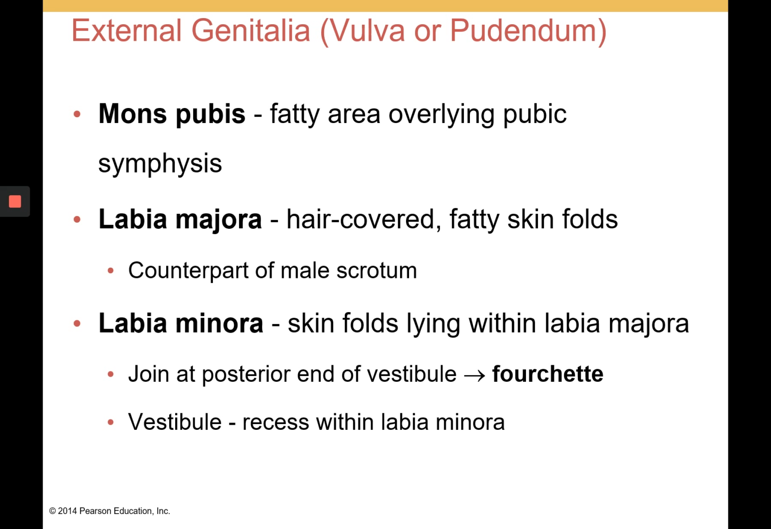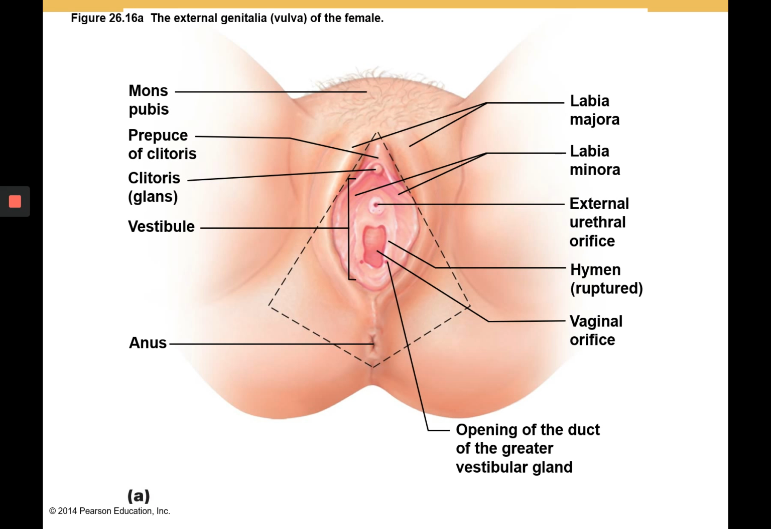So let's go back and look at that. We have the mons pubis, labia majora, labia minora, and then everything within the labia minora is the vestibule. You can see within the vestibule the external urethral orifice, which is anterior to the vaginal orifice.